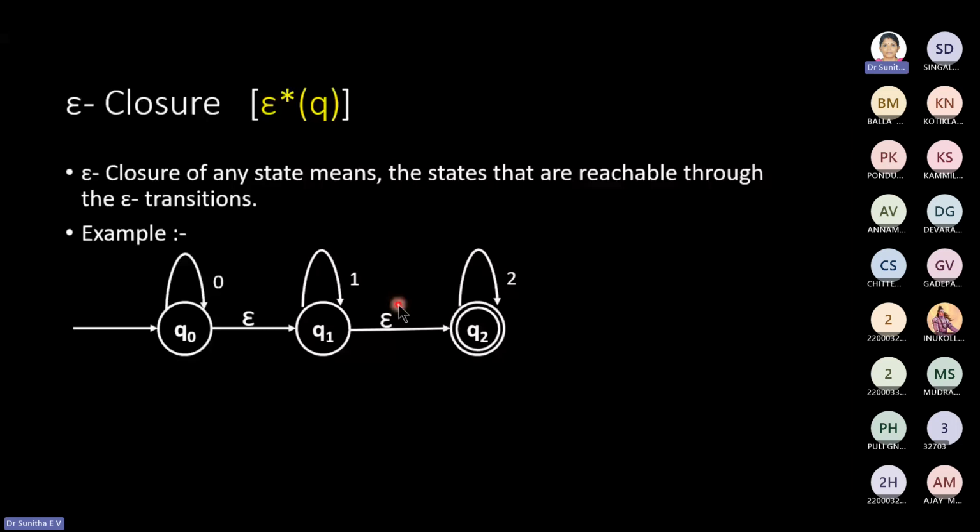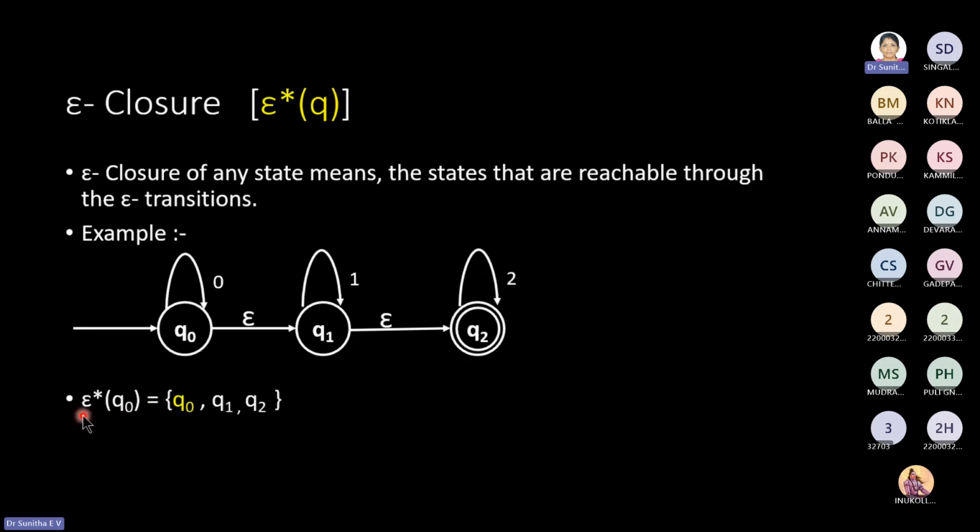For example, take the same machine. Here, epsilon closure of Q0 means the states that are reachable from Q0 using epsilon transitions. From Q0, there is one epsilon transition, and I can reach Q1. So Q1 is one of the epsilon closure states of Q0. Then from Q1, I take one more epsilon transition and I can reach Q2. So from Q0, I can reach both Q1 and Q2 using epsilon transitions. And if I am not consuming anything, I can remain in Q0 itself too. So the epsilon closure of Q0 includes the same state.